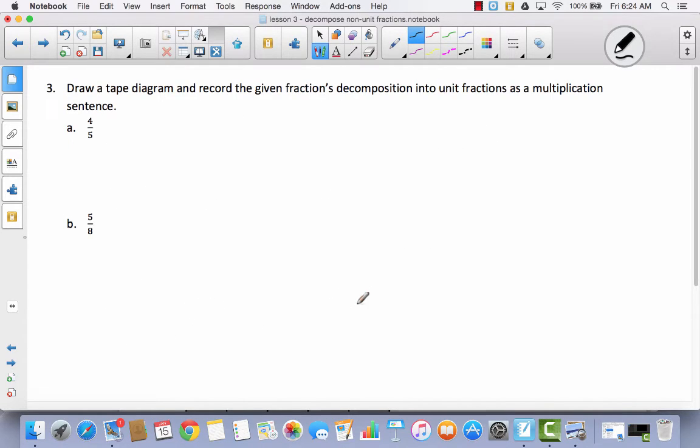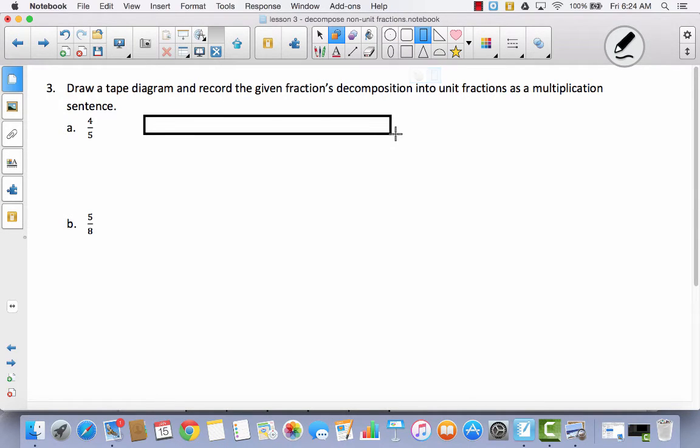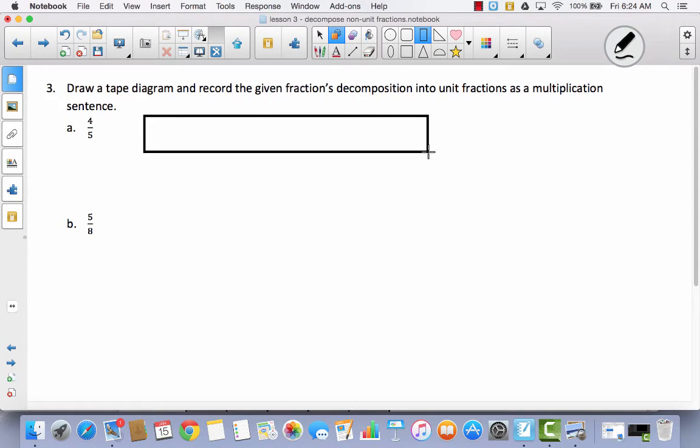All right, let's take a look at number 3. It says draw a tape diagram and record the given fraction's decomposition into unit fractions as a multiplication sentence. So this time we're basically going to do what we did on the front, except we have to draw our own tape diagram, and we don't have to write it as a decomposition of unit fractions. We can just write the multiplication sentence.